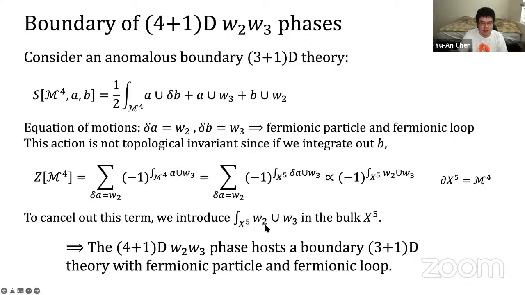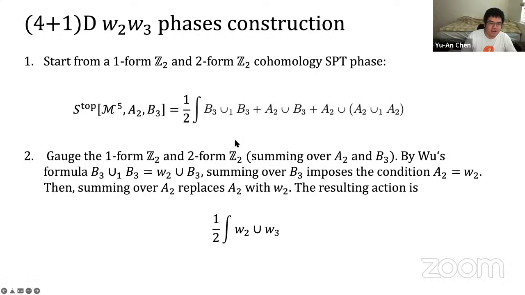Okay, let me show how we construct the W2, W3 phase. We start from a one-form Z2 and two-form Z2 cohomology SPT. The one-form symmetry couples to the background field we call A2. For the two-form Z2 theory, it also couples to a three-form background field, we call it B3. And I define the action in this way.